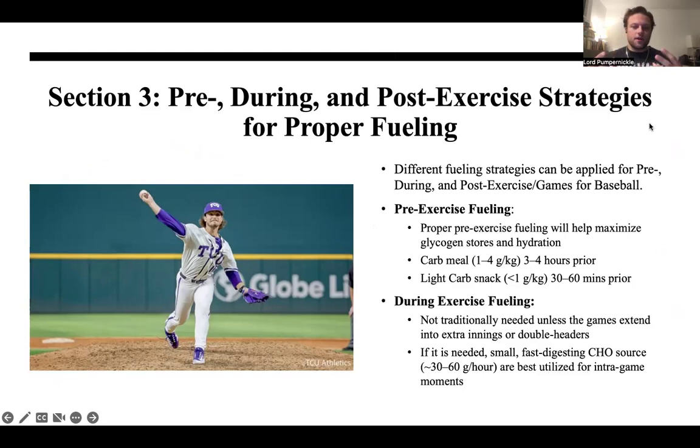During the exercise or during the game, it's not traditionally needed unless the games go into extra innings or double headers. If it is needed, a small, fast digesting carb source, 30 to 60 grams an hour, will be best utilized for an interim moment in the game.